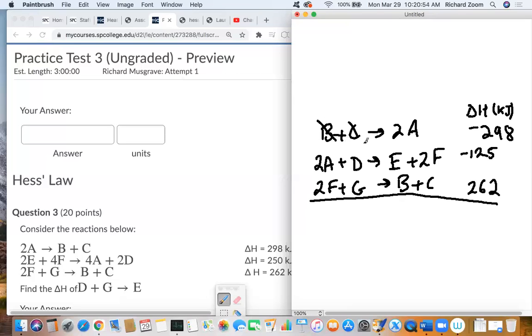So look what happens. The B plus C's cancel, the 2A's cancel, and what else cancels here? The 2F's cancel, yes, there you go, thank you. So what we're left with is D plus G gives E. And then we add all these together and that comes up with the final answer. Does anybody have any questions?